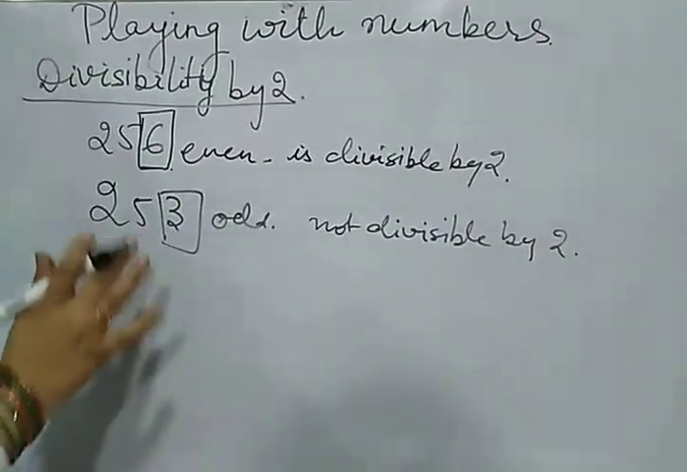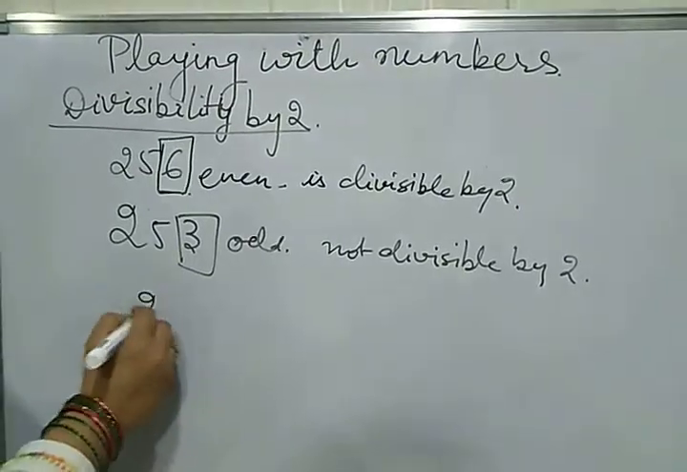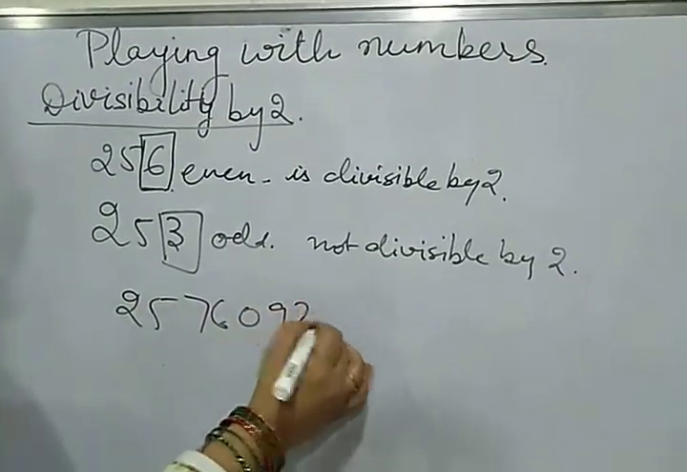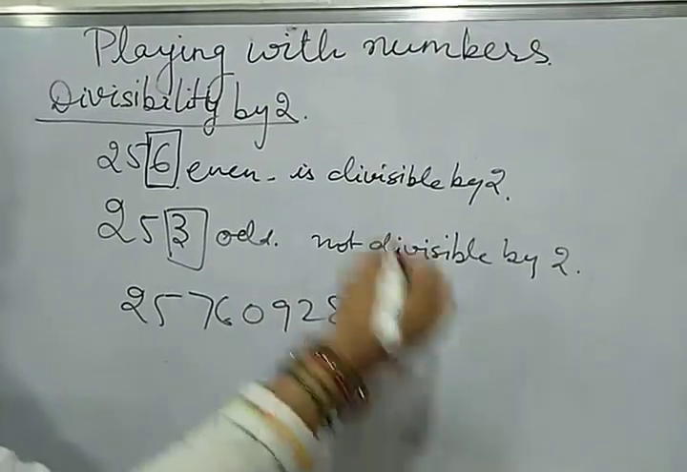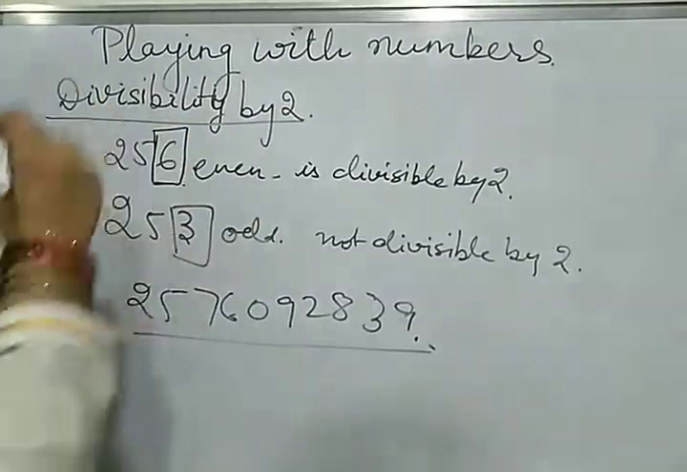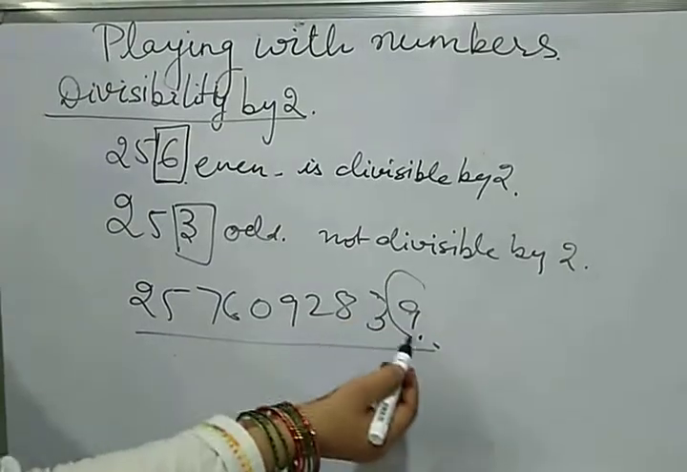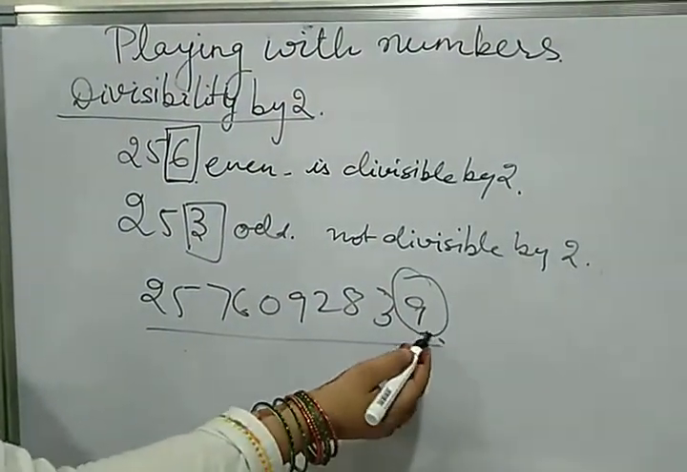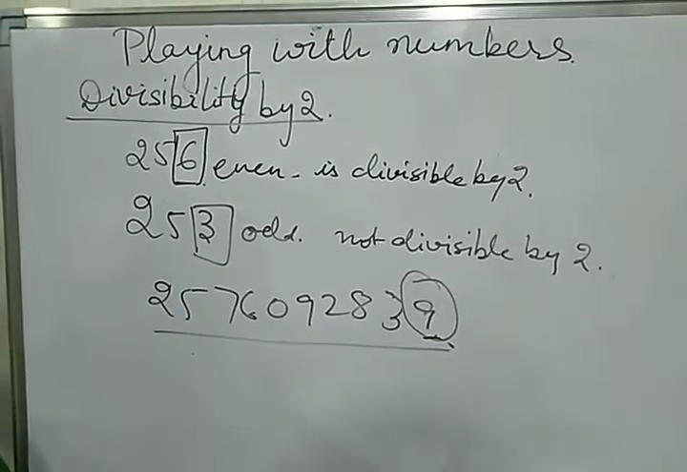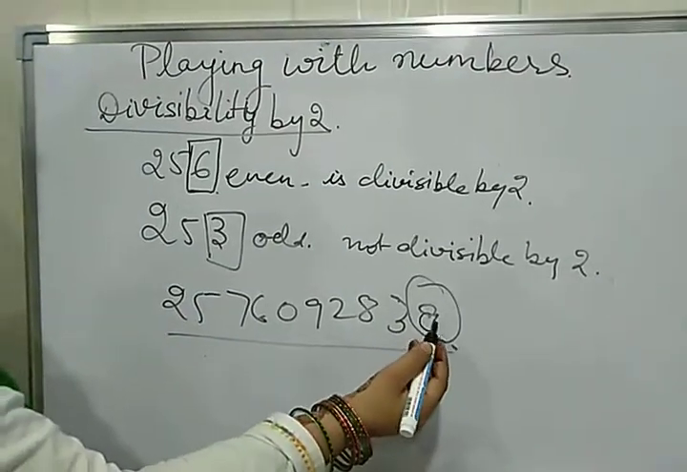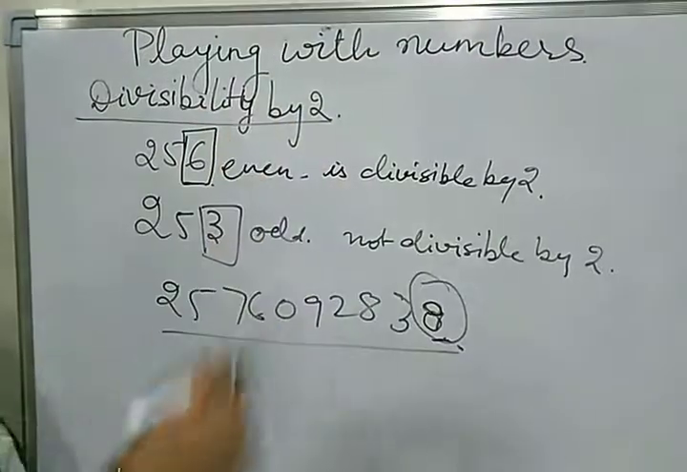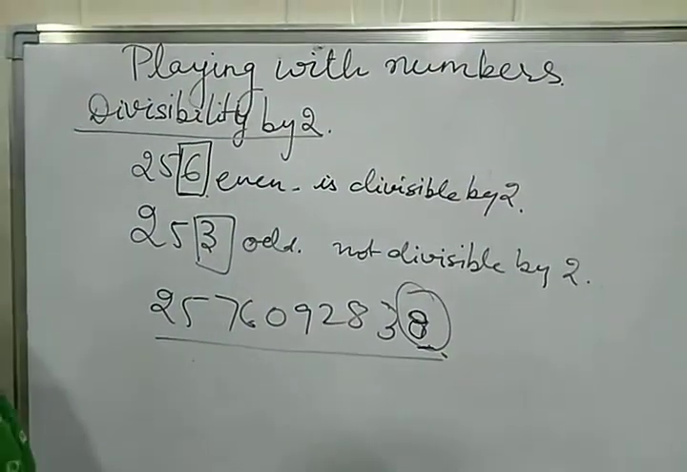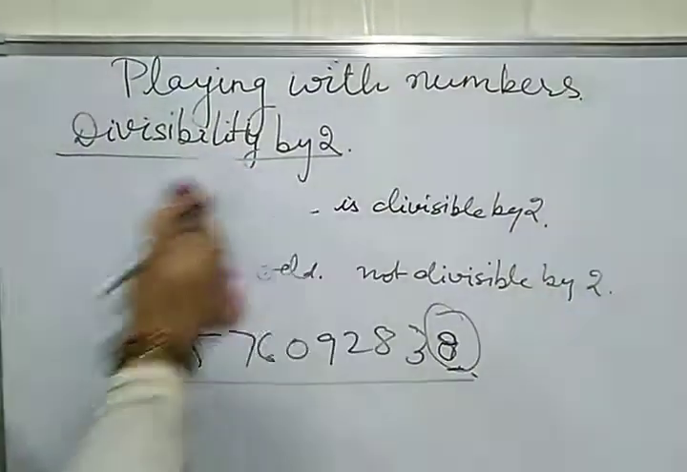It doesn't matter how large the number is. Suppose it is a large number, then also we will see only the ones place digit of this number. If the ones place digit is odd, the number is not divisible by 2, and if the ones place digit of the number is even, then the number is divisible by 2. Have you understood how we can see the divisibility by 2?